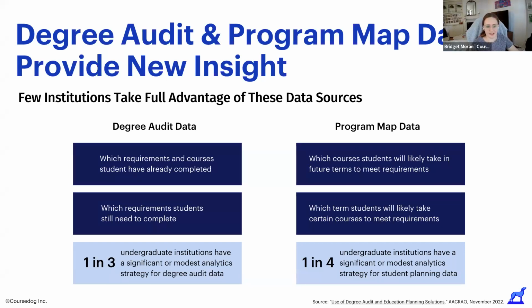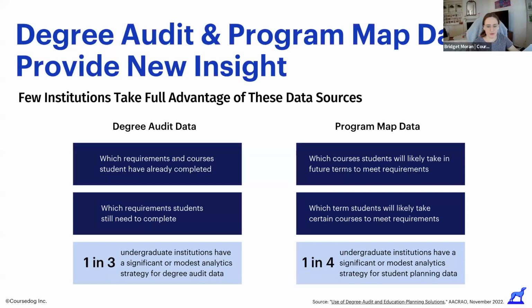And of course, I think that this all sounds great in theory, but similar to what we just saw in our poll results, an ACRO survey that was conducted recently found that only about 1 in 3 undergraduate institutions has a significant or modest analytic strategy when it comes to degree audit data. So I think that that's pretty in line with what we just saw in those poll results that we did there.